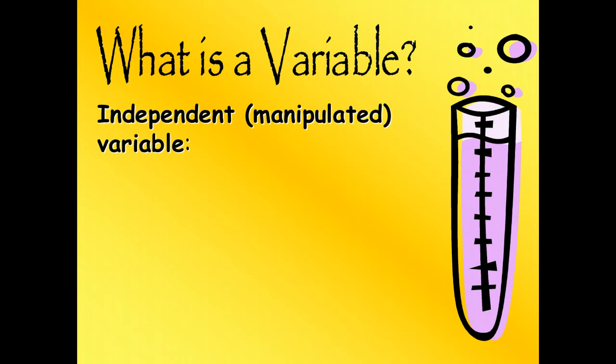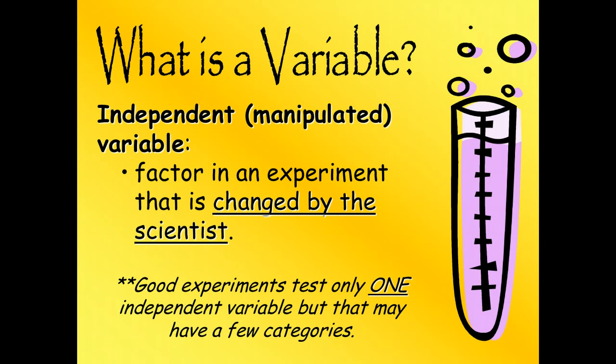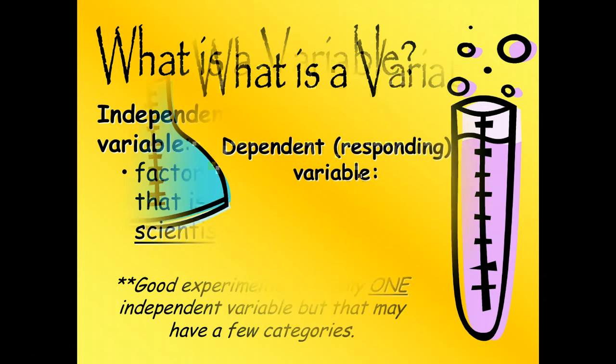Moving on to two types of variables. The independent or manipulated variable is the factor in the experiment that is changed by the scientist. This is what you are testing. And good experiments test only one independent variable at a time, but that independent variable may have a few different categories, such as you could be testing temperature, and your experiment could test hot, lukewarm, and a cold temperature. The variable is temperature, but there are several categories underneath that.